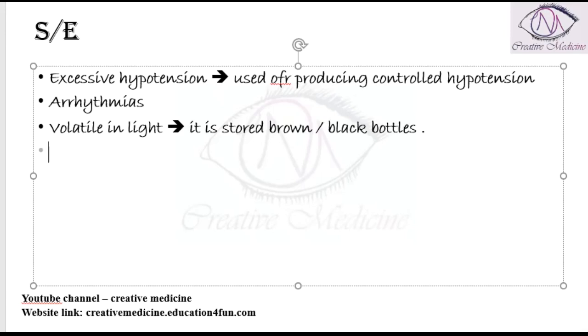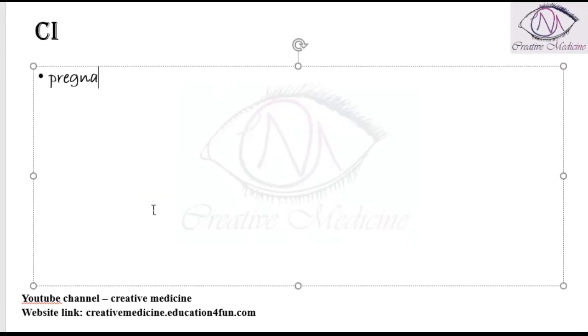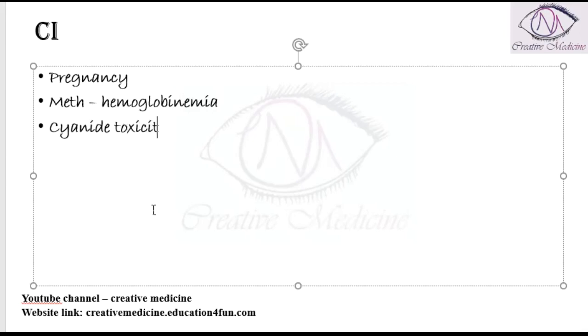Then contraindications of sodium nitroprusside. Sodium nitroprusside is contraindicated in pregnancy. Because sodium nitroprusside releases nitrate, methemoglobinemia can be seen with sodium nitroprusside also. It can result in cyanide toxicity. When it results in cyanide toxicity, the drug of choice for cyanide toxicity is amyl nitrite or sodium nitrite.